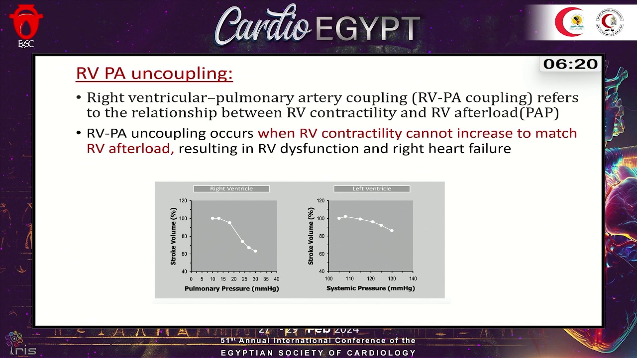As we can see, if any pulmonary artery pressure elevation occurs, even mildly, this will lead to reduction of the stroke volume, unlike the LV, which behaves differently.